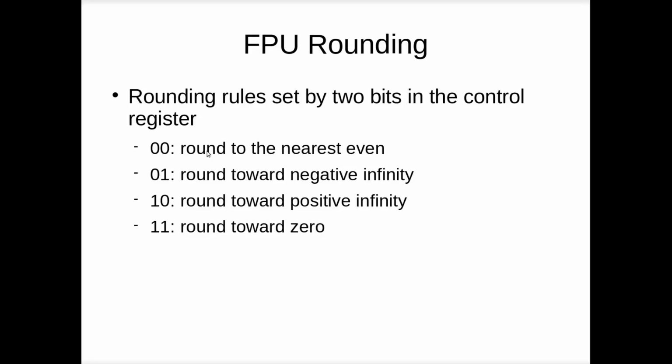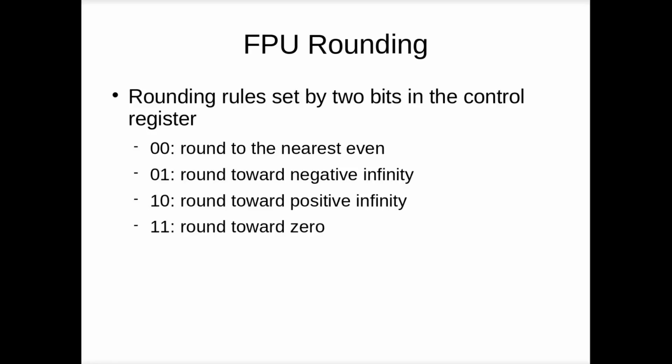If you have 0, 1, it's always going to round towards negative infinity. So if it's a positive number, it's going to round towards 0. If it's a negative number, it's going to round down, basically towards infinity, so the number would actually increase in absolute value. If you have 1, 0, that means it's going to round towards positive infinity. So if it's a negative number, it's going to round towards 0. If it's a positive number, it's always going to round up to the higher absolute value.